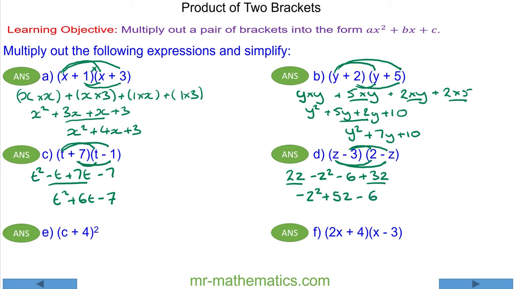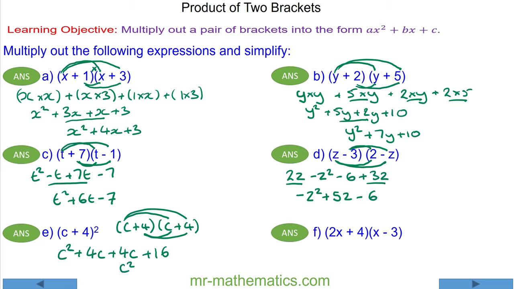And for question E, we have c plus 4 squared, so we can write that as c plus 4 multiplied by c plus 4. Multiply out the c squared term, and then the 4c term. We have another 4c term in the other bracket, and then 4 times 4, which is 16. We can collect the like terms, so c squared plus 8c plus 16.